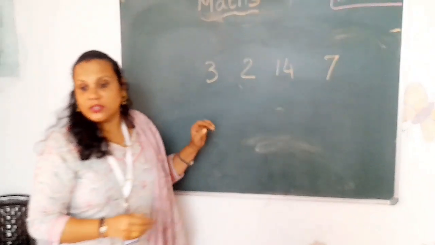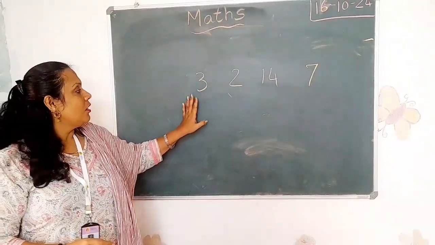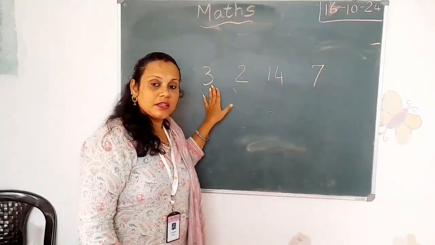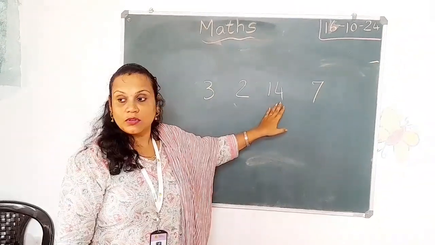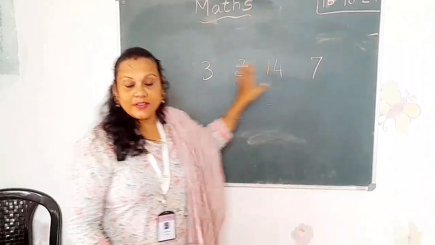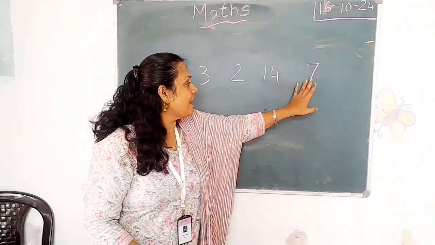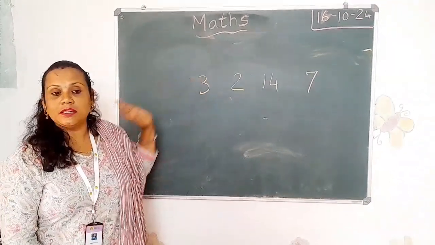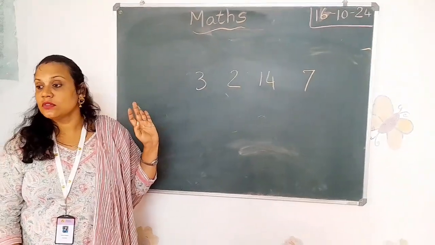Okay, now look at the board. Look at the board, Saish, Ritik. Now read the number first. 3, 2, 14, 7. Now tell me which is the small number here? 2. Why? That is the first number.